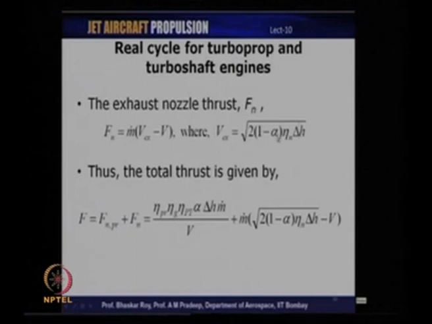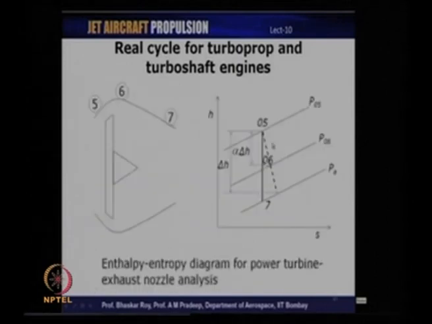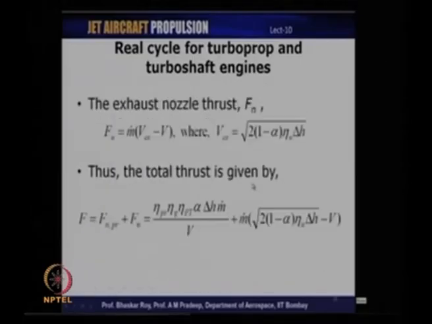And why is it 1 minus alpha? Because alpha times delta H has been expanded in the power turbine. Therefore, 1 minus alpha is what is available for expansion in the nozzle. So, 1 minus alpha times delta H is the enthalpy which is available for expansion in the nozzle, and therefore we get this term, that is 1 minus alpha into delta H multiplied by the nozzle efficiency, which will give us the exhaust velocity through the nozzle.